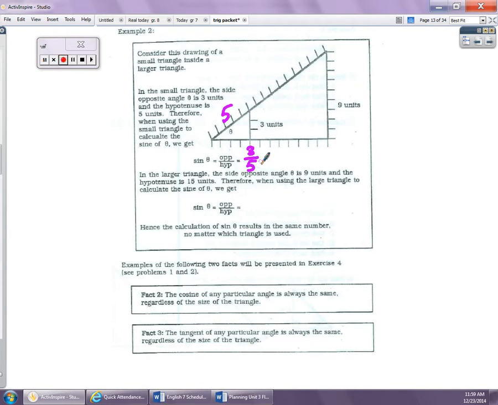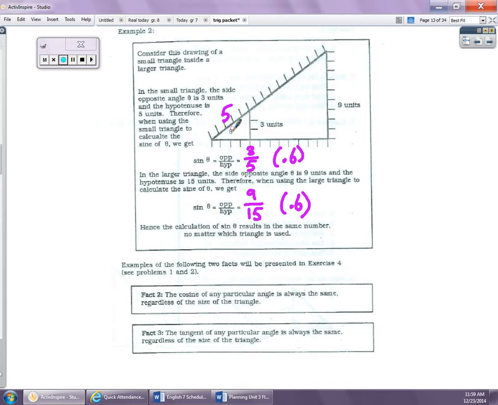And then if we look at the larger triangle, once again, we get 9 over 15 because the opposite is 9 and the hypotenuse is 15. Now if you actually think about these, they're really the same number, because this fraction is 0.6 and this fraction is also 0.6. So it's essentially the same exact sine of theta, which is 0.6, and the angle is the same for both of those triangles because they're similar, and we know that in similar triangles the corresponding angles are congruent.